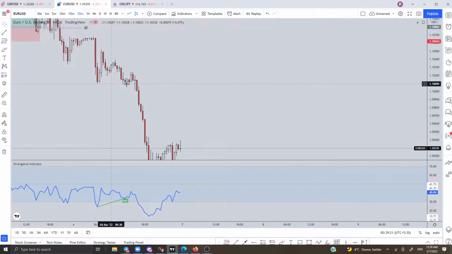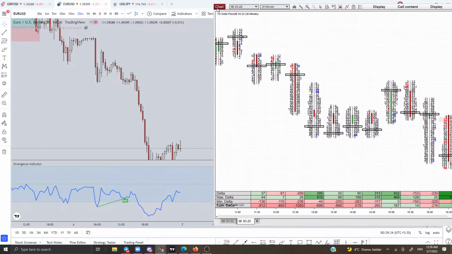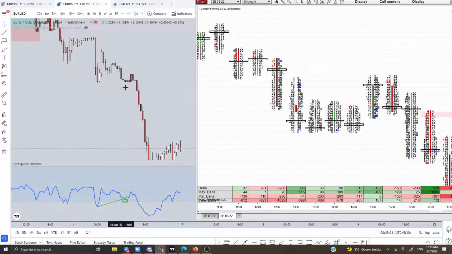Here we got the divergence. The indicator was giving you divergence because price made an equal low, but the indicator made a higher low. So that's a clear divergence. But look at the second leg. This is my second leg, and here this is the second leg in the order flow. But look here, I don't have any seller's trap.